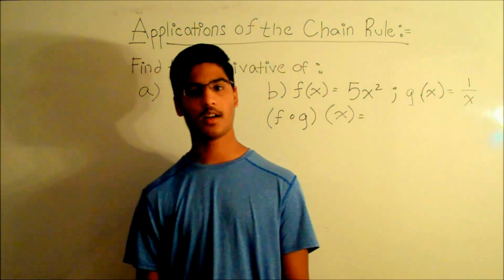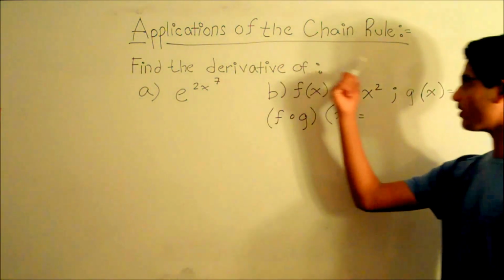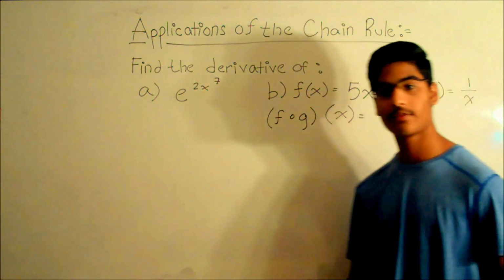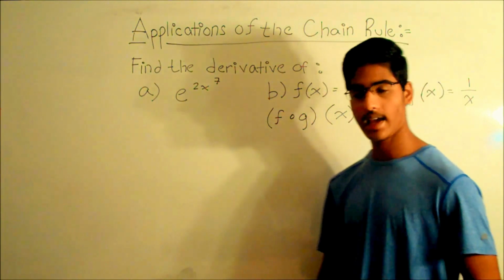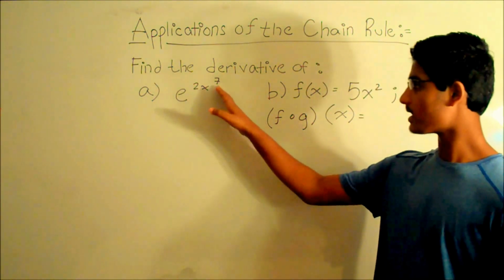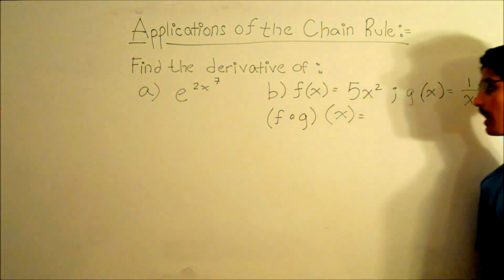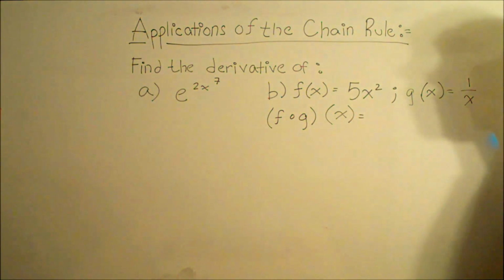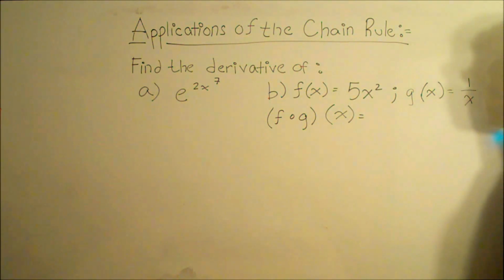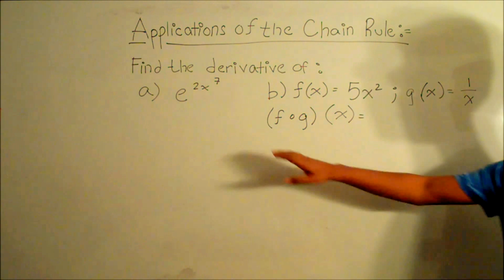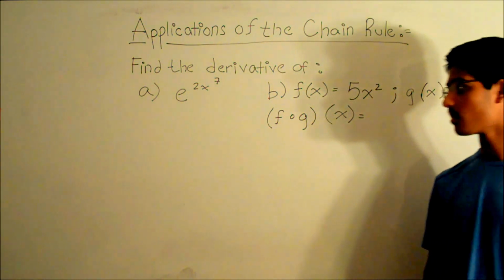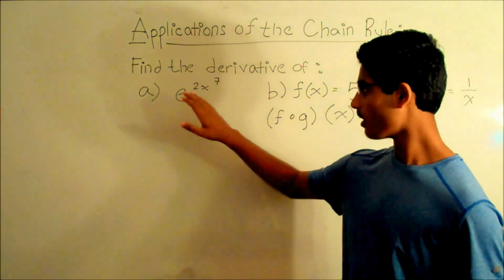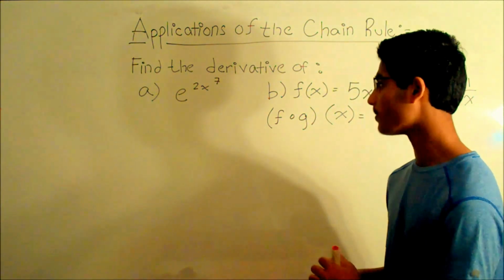Today we're going to learn about applications of the chain rule. Let's say we have to solve a problem like this. Find the derivative of a, e to the 2x to the 7th power, and b, f of x is equal to 5x squared, and g of x is equal to 1 over x. Find the derivative of f of g of x. Before we get started, let's first look at the problem.